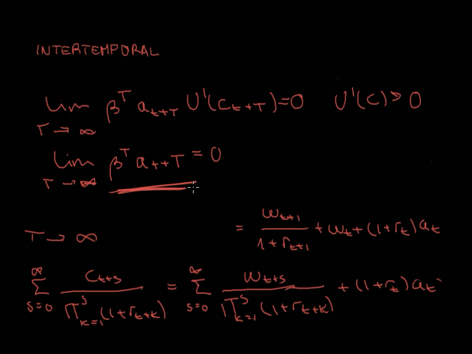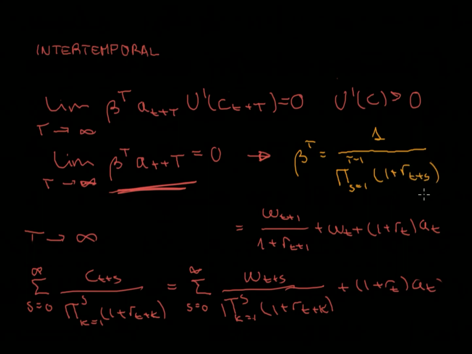Okay, so just combining these things, what we obtain is the following. We know that this discount factor is 1 divided by this multiplication of 1 plus the real interest rate in t plus s. So now that discount factor comes from here. Remember, this comes from here. Okay, so that's it.